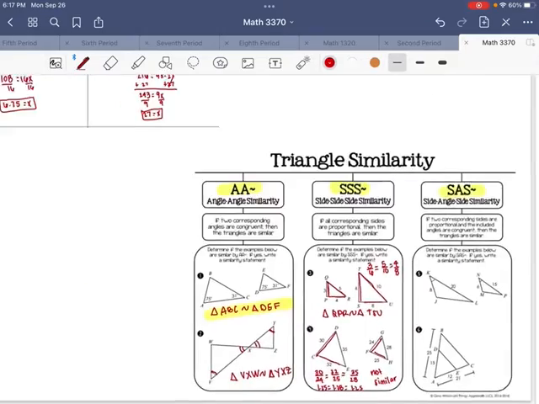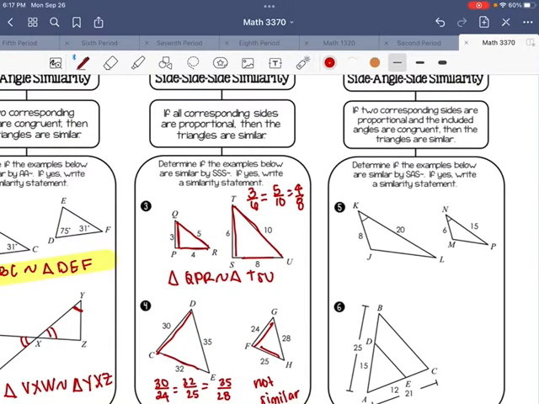The last one is SAS. So two proportional sides, not congruent. If I said congruent earlier, sorry, I'm getting mixed up with the congruent. I mean similar or proportional. Two proportional sides and an included angle that's congruent. Here's the included angle that's congruent. So now we just need to see if the sides are proportional.